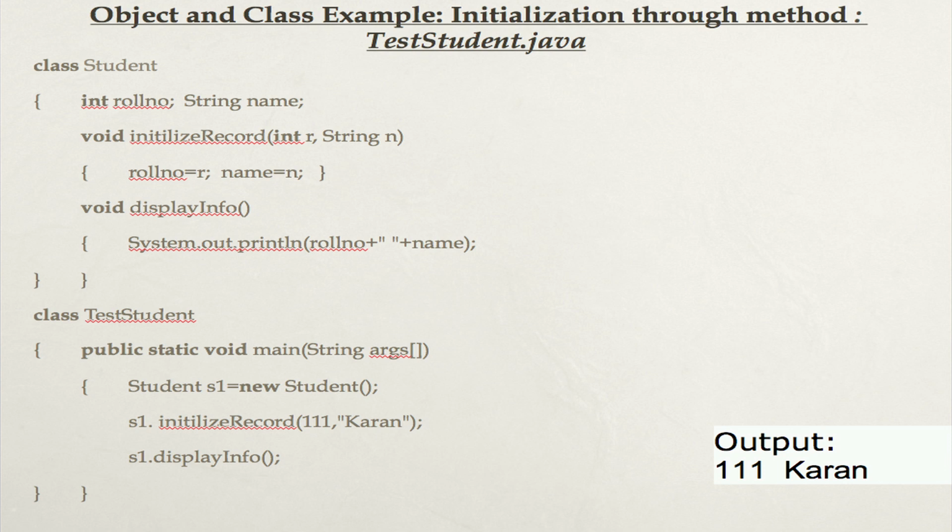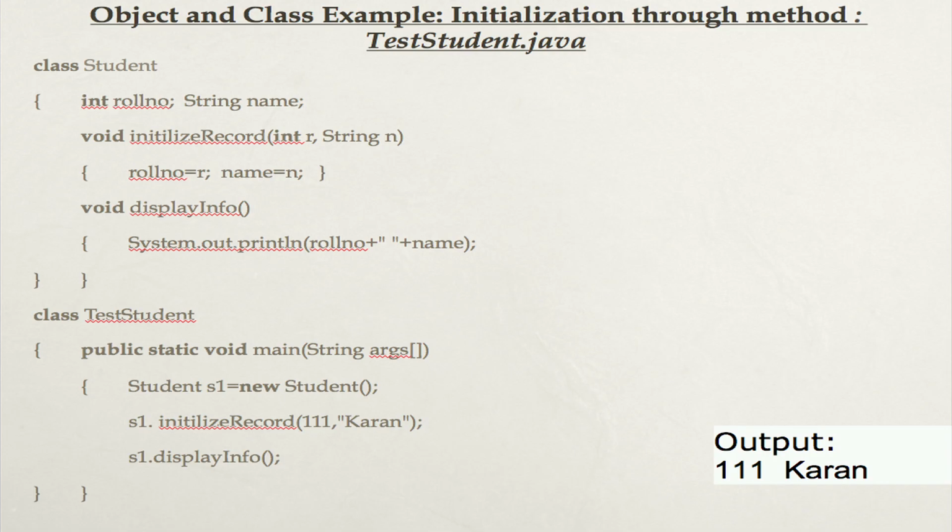So this 111 will be transferred to the R variable and Karan will be transferred to the N variable. Finally, when this initialize record will execute, it will transfer the value of R to roll number and N to name. And the last line of this public static void main is s1.displayInfo. So it will execute the method of the Student class, that is the display info method. This will display the roll number and name, and you can see the same output in the same slide.